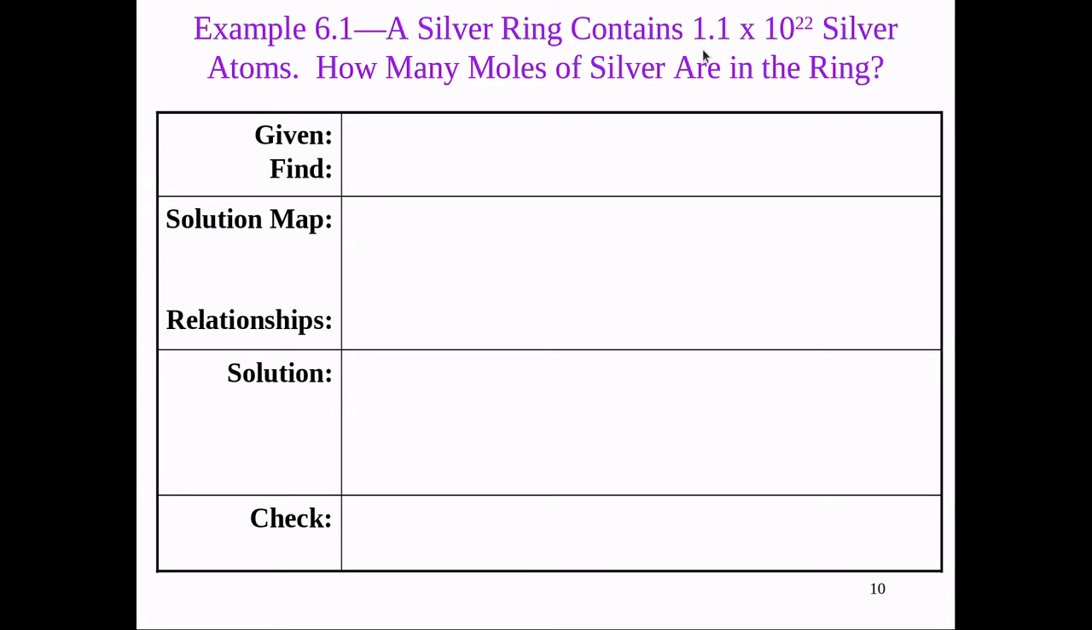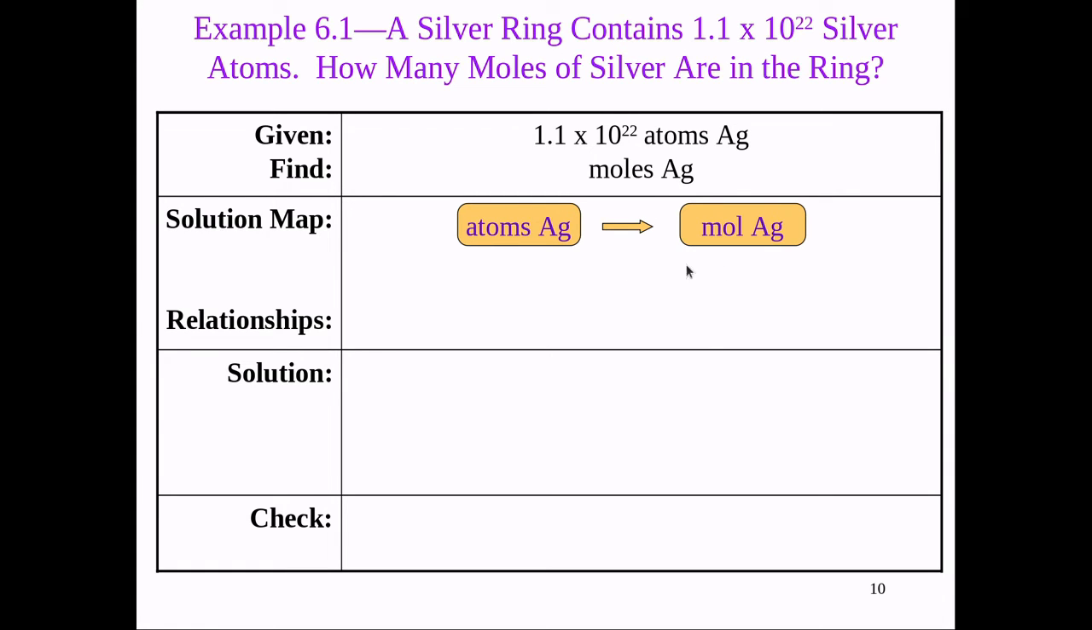So a silver ring contains 1.1 times 10 to the 22 silver atoms. How many moles of silver are in the ring? So we're given a number, 1.1 times 10 to the 22 atoms of silver. And we're asked to find the number of moles. Our solution map goes straight from atoms to moles. And the reason being is that we have a fact here that 1 mole is 6.022 times 10 to the 23rd atoms. Which means we can use one of our conversion factors to go from the atoms that we have here to the moles that we need.